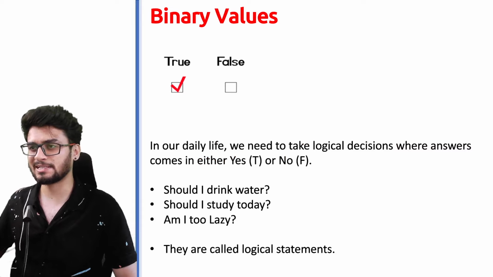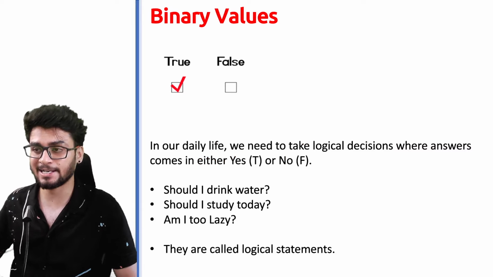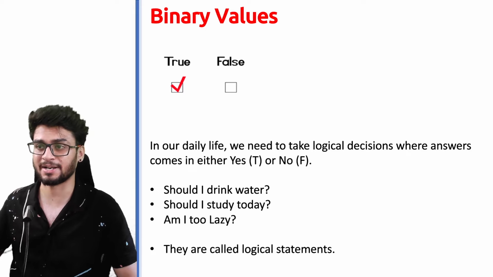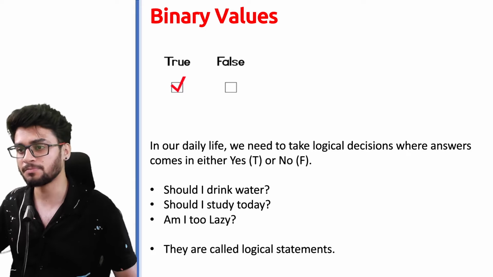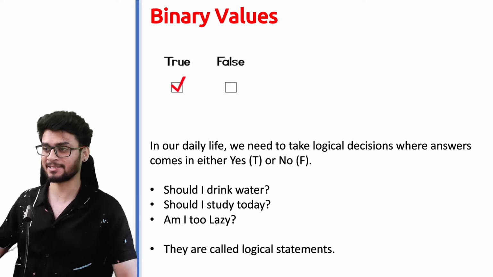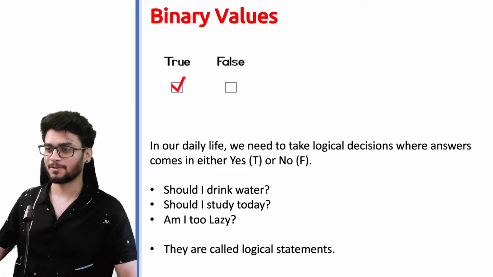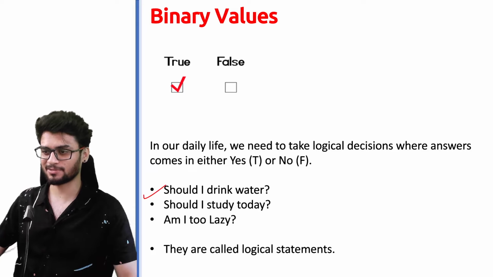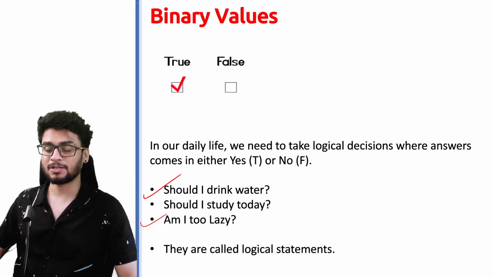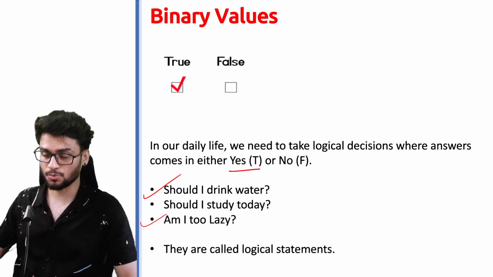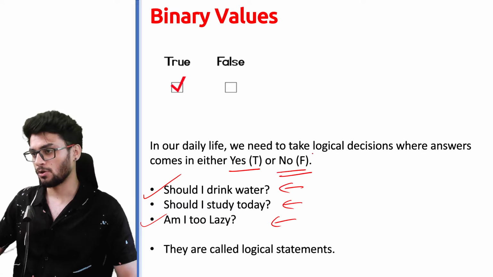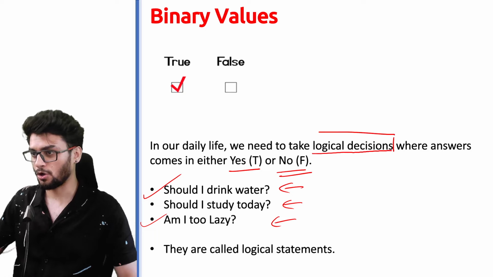It is okay if you find this confusing at the beginning, but slowly and steadily as we cover the content of this lecture, आपको सारी चीजें समझ में आने लगेंगी, because this is kind of an easy session. So in our daily life, हम लोग बहुत सारे logical decisions लेते हैं कि हमें पढ़ना चाहिए या नहीं, should I sleep or no, should I drink water, am I too lazy. These type of questions can be answered in two ways, either yes, true or no. So these statements are known as logical statements or logical decisions.